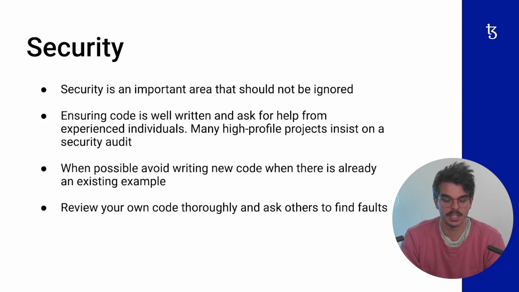And as the third bullet point says, when possible, avoid writing new code when there's already an existing example. So the reason that I didn't go into too much detail about how to write smart contracts is that for most use cases, you won't actually need to write any. You'll just need to be able to use smart contracts that have already been written and tested and verified many times over, and deploy your own version of that, and then build your dApp around that core smart contract functionality.